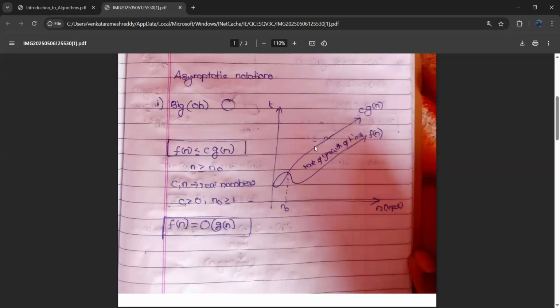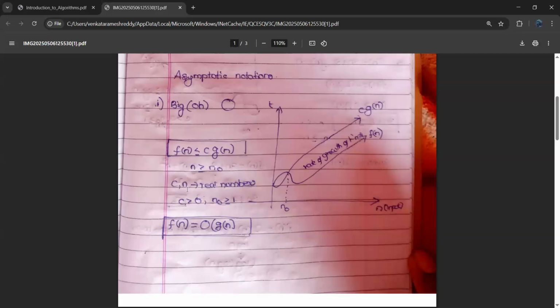Coming to big O notation, always the rate of growth of time is less than the input size. It means the input size is very high. So whenever the input size is greater than the rate of growth of time, we can say that it is big O notation. Here see the condition: f of n is less than or equal to c into g of n, where n is greater than or equal to n naught.